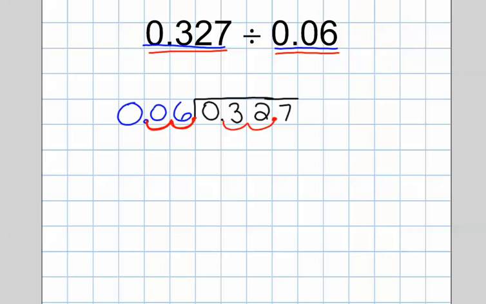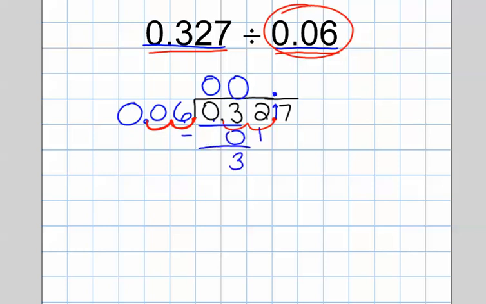It's okay if the number inside the house still has a decimal in it. Just my number outside the house has to be turned into a whole number. The number in the dividend does not have to be a whole number. From here, I'm going to go through my steps of division. I'm going to bring my decimal point straight up into my quotient, my answer. I'm going to start my division now. How many times can 6 go into 0? 0 times. How many times can 6 go into 3? 0 times as well. So I'm going to do my subtraction and bring down my 2.